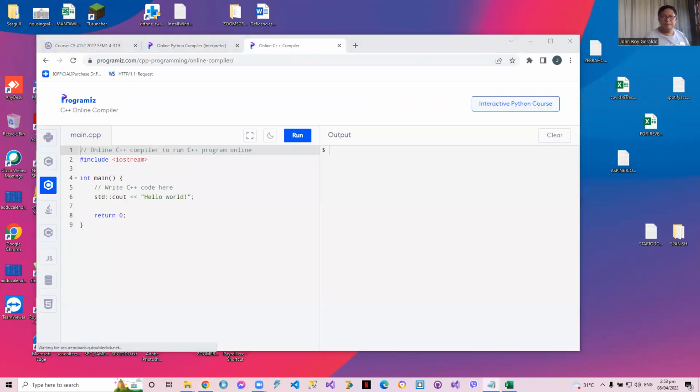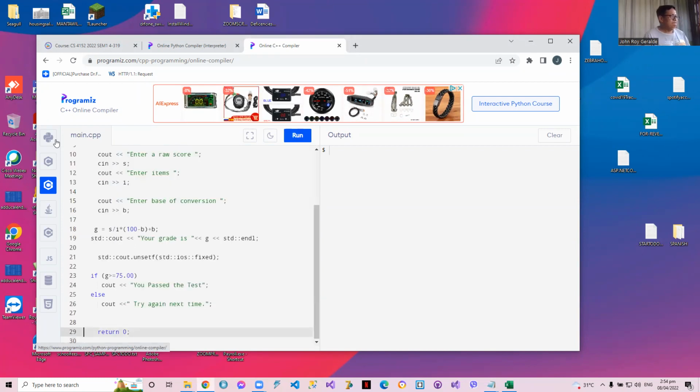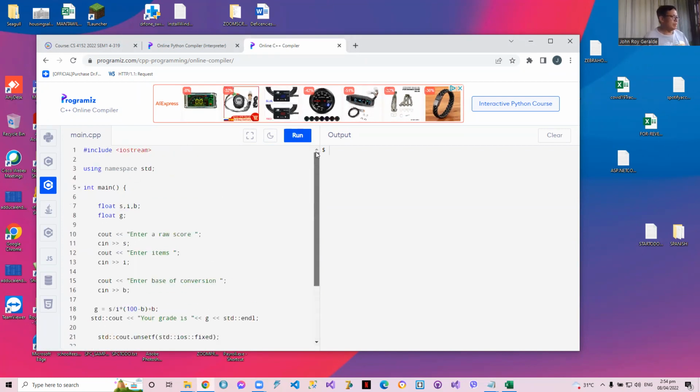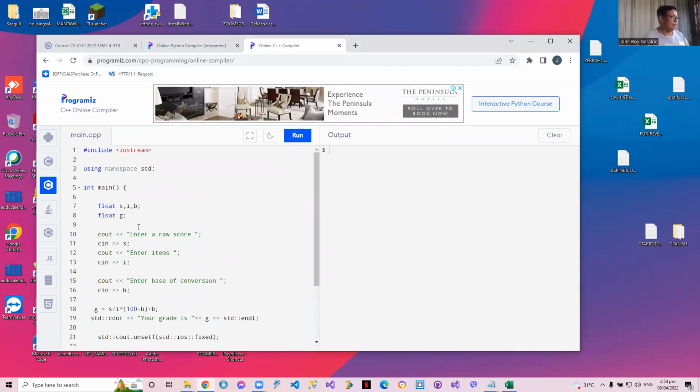here's the equivalent. You can either use iostream or stdio.h, the classic stdio. For those of you who are not using C++, you declare all the variables first, because C++ is a typed language. So we declare S, I and B as float. These are floating point numbers. G as grade is also float.